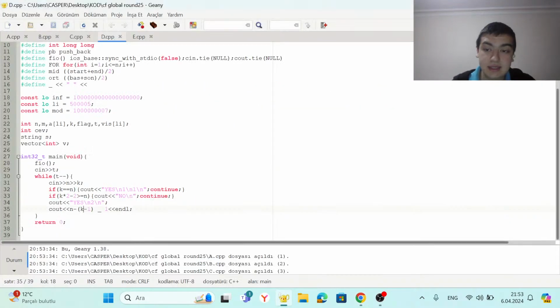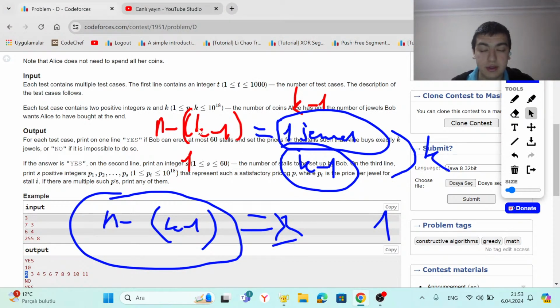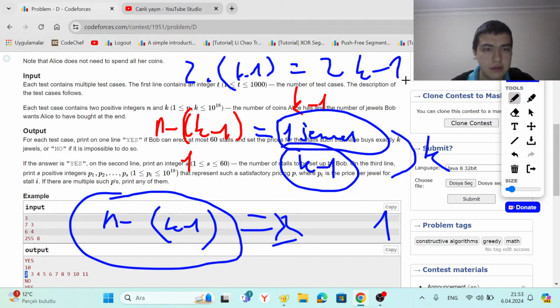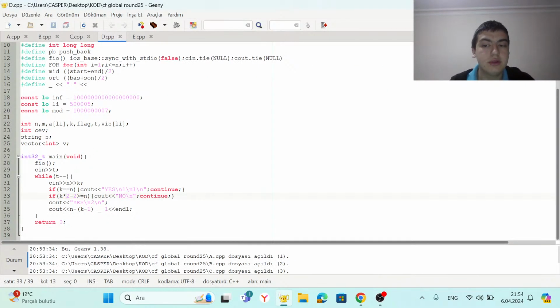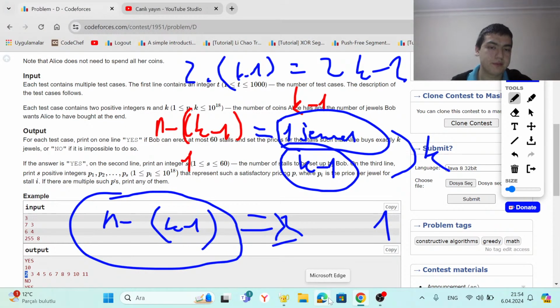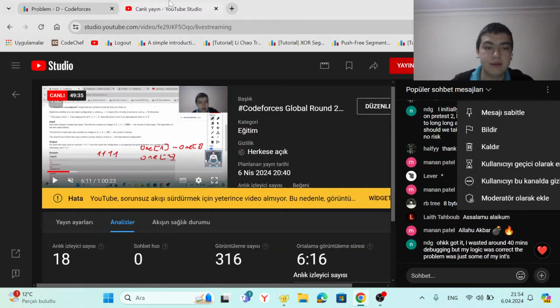And it is the case that k multiplied by 2 minus 2, because it comes from 2 multiplied by k minus 1, which equals 2k minus 2. So if 2k minus 2 is greater than or equal to n, the output should be yes, and 2 stalls, n minus k minus 1, and 1. This is the solution of problem D.